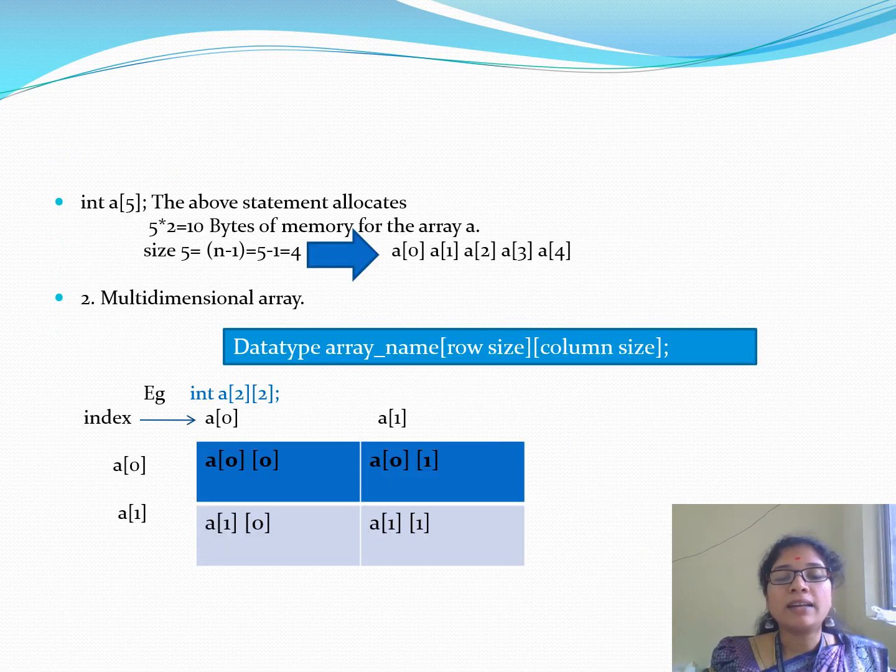In the multi-dimensional array, we have two subscripts, the rows and columns. It looks like a matrix format. So this is a row, and this one is a column. So we have two sizes. The first one is the row size, and the second one is the column size.